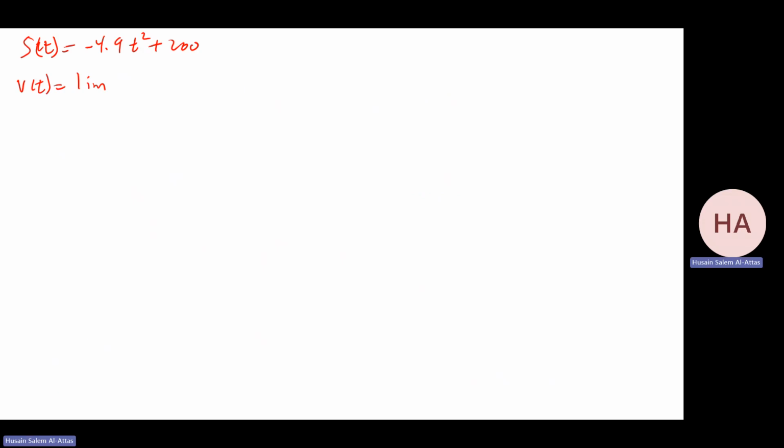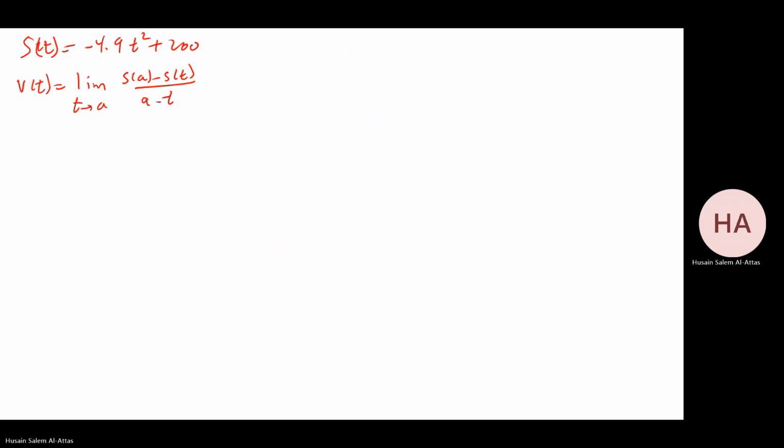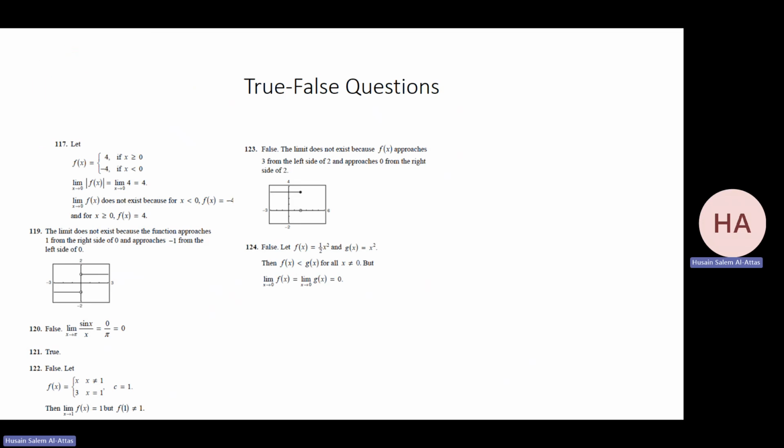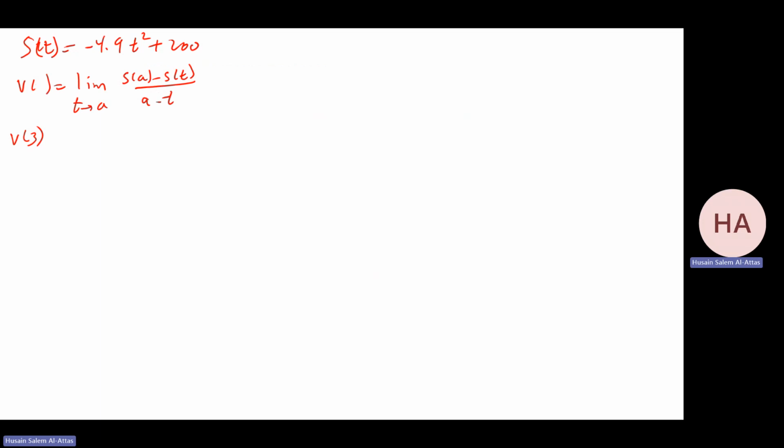as t goes to a, S of a, yeah, this is what he did. But he wants to find the velocity when t equals 3. Find the velocity when t equals 3. You want v at 3. This is v at a, huh? So this is not v at t, this is v at a. So v at 3 will be what?